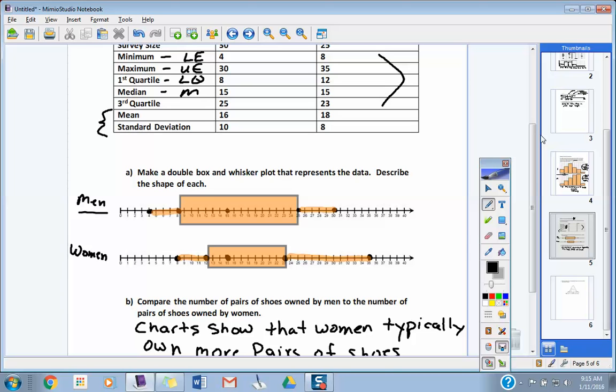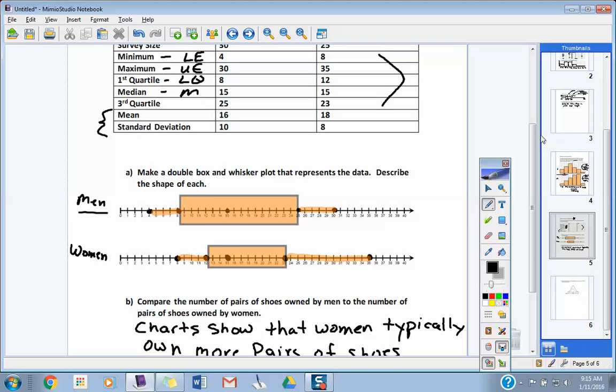For women, what was the average? 18, and its standard deviation was 8, meaning that if you have 18 pairs of shoes plus or minus a value of 8, what would 18 minus 8 equal? 10, or 18 plus 8 would be 26, right? Most women typically have between 10 and 26 pairs of shoes.